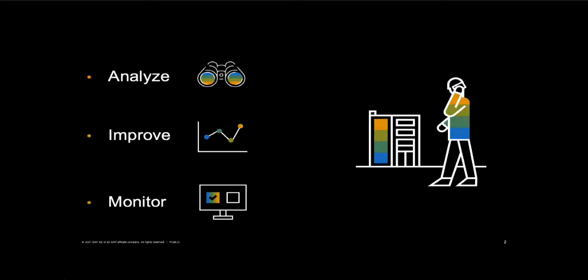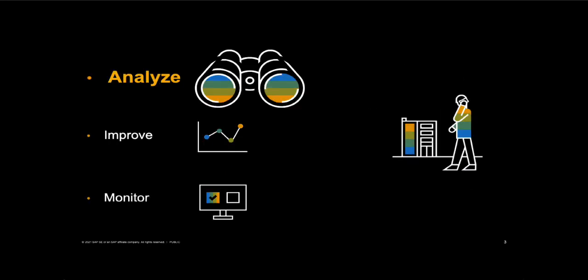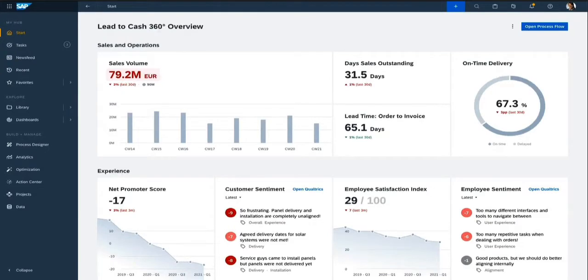I'll show you how I analyze the declining revenue and customer satisfaction. Later, we'll see how we improve the situation and continuously monitor our transformation. Let's start the analysis. I open the Lead to Cash dashboard and Process Insights. Here we connect both operational and experience data.